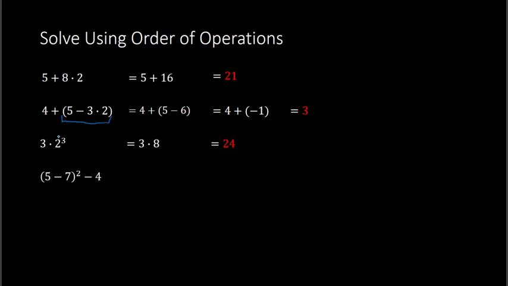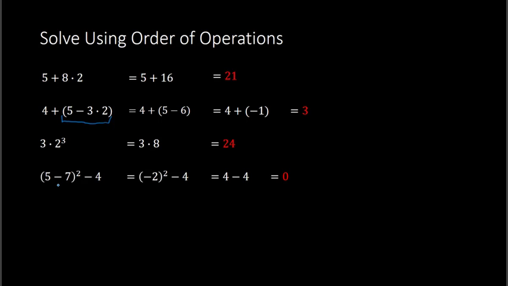Next we have 5 minus 7, quantity squared, minus 4. Order of operations begins with the parentheses, so we do the 5 minus 7 first, which gives me negative 2. After parentheses is exponents, so we then do negative 2 squared, which is negative 2 times negative 2. Negative times negative is positive, so that would be a positive 4. And then 4 minus 4 is going to be 0.